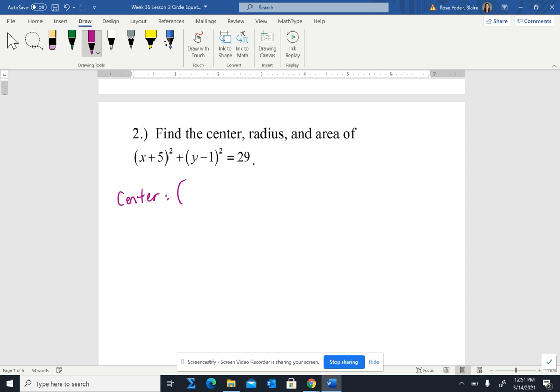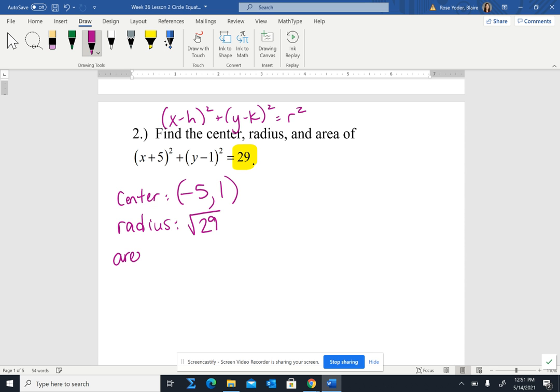Center, be really careful. This says x plus 5. We want for our circle equation, we want x minus the x coordinate. So if it's x plus 5, that actually means that the x coordinate's negative 5. For the y's, though, it says y minus 1, so the y coordinate's going to be positive 1. The radius, well, for the radius, we can just square root this constant over here. Square root of 29. That sounds messy. I'm just going to leave it as root 29.